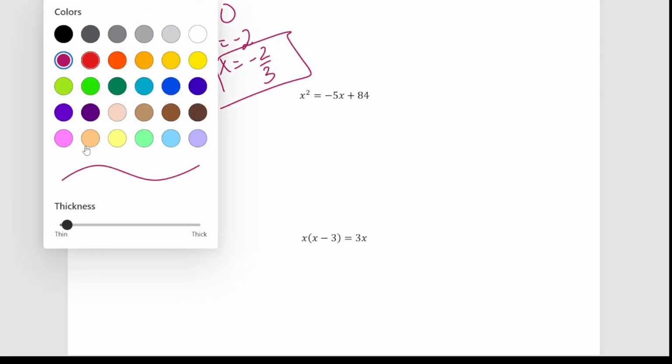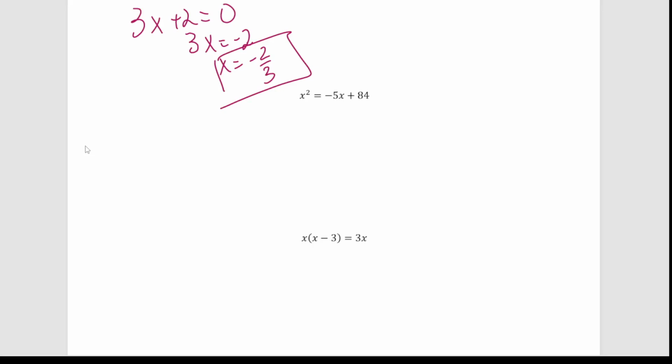For this next one, it is not yet factored and not yet equal to 0, so I'm going to have to rearrange it to be set equal to 0. I'm used to seeing the x squared term remain positive, so in this case I'm going to move everything to the left-hand side. So I get x squared plus 5x minus 84 is equal to 0.